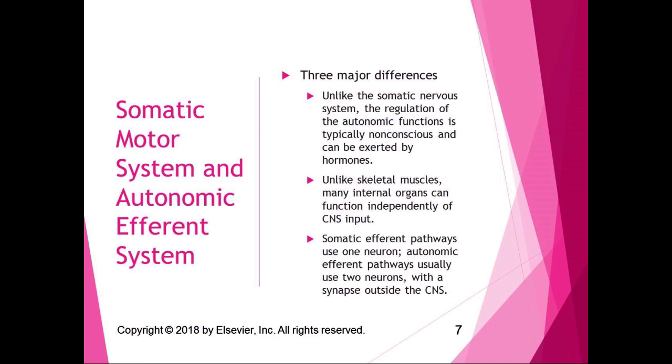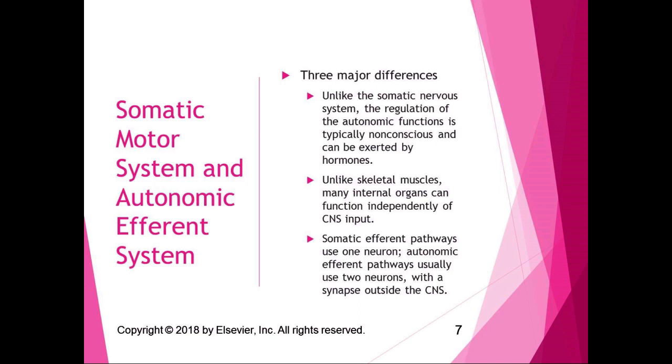We're not thinking about it. We're not saying, oh, I have to release some insulin. I've got a lot of blood sugar. It goes on in the background, and it can often be exerted by hormones. Unlike skeletal muscles, many internal organs can function independently of central nervous system input. So our heart is just going right along with its sinoatrial node, and it's beating. The central nervous system can give it input to beat harder, but it can function independently without that. That's why heart transplants are possible.